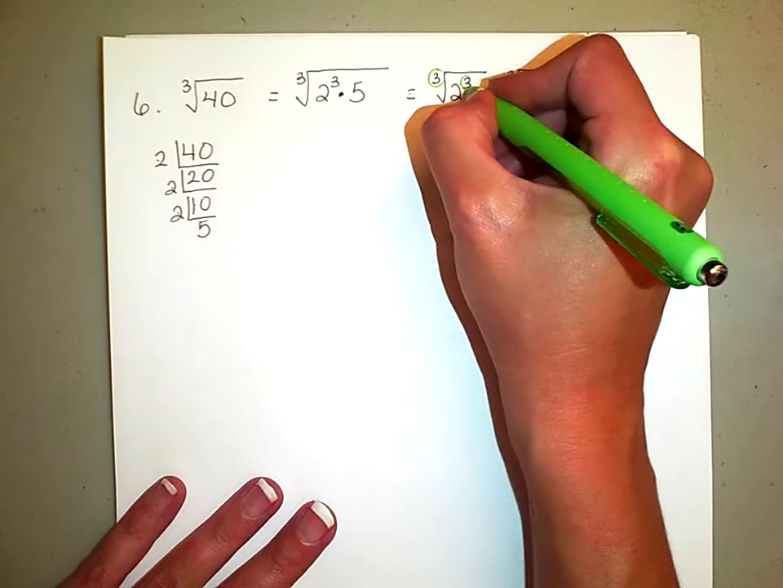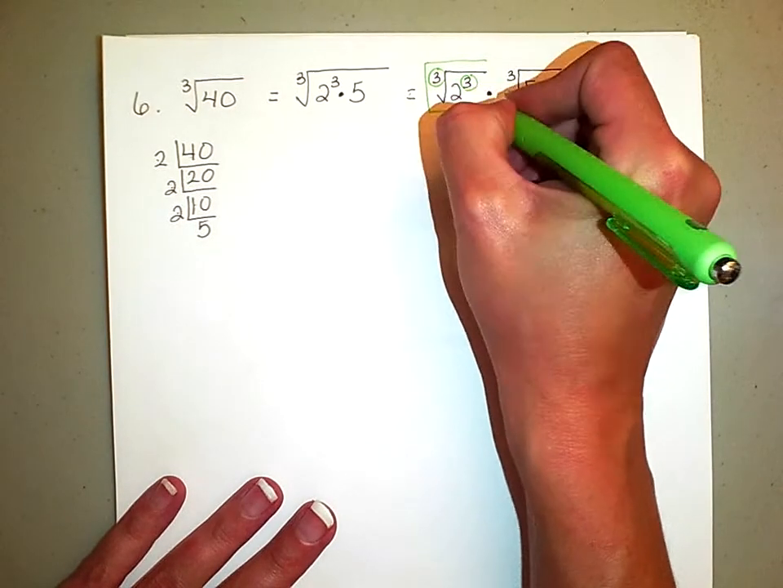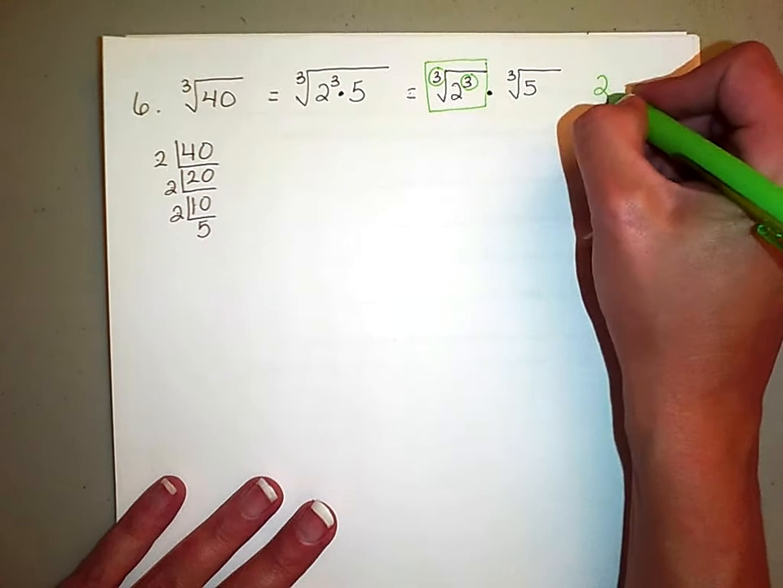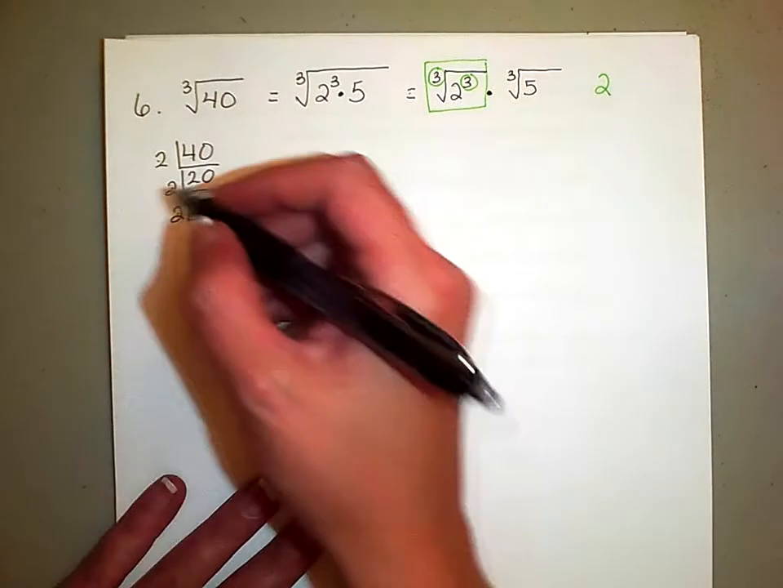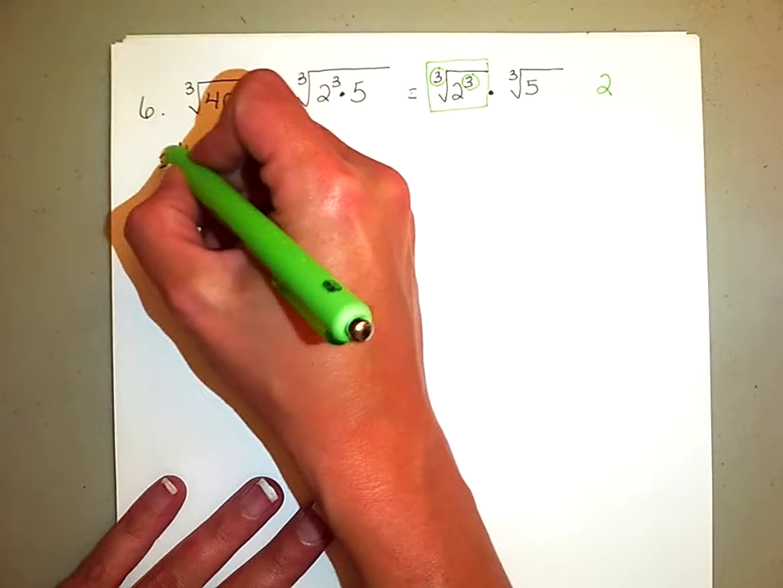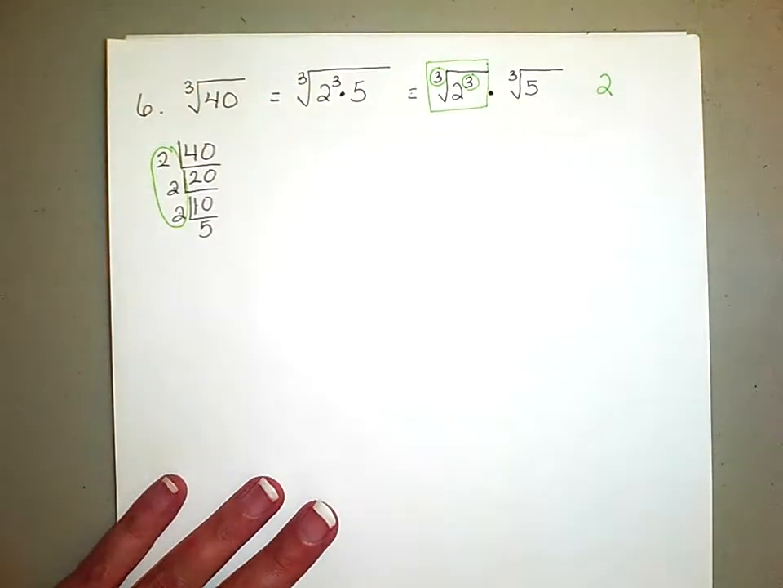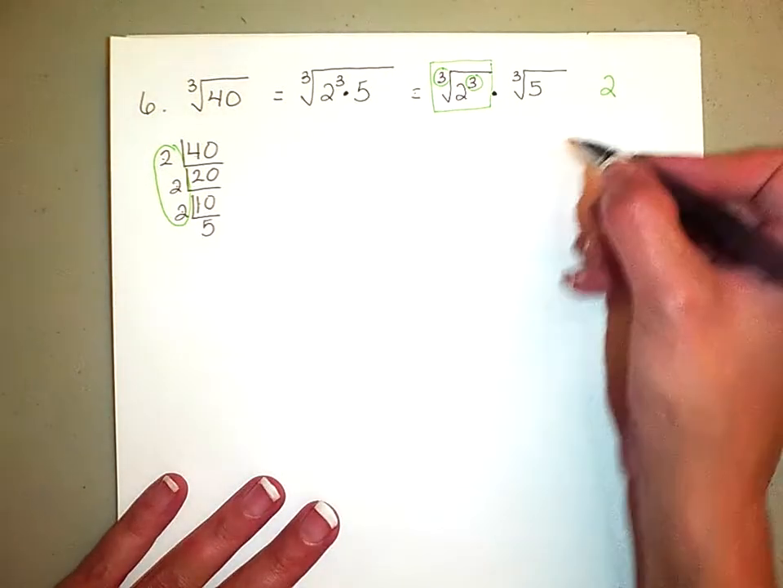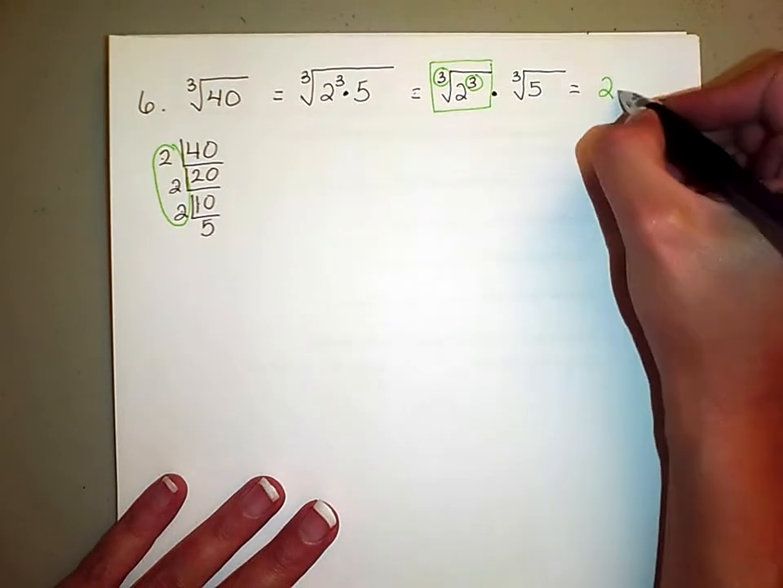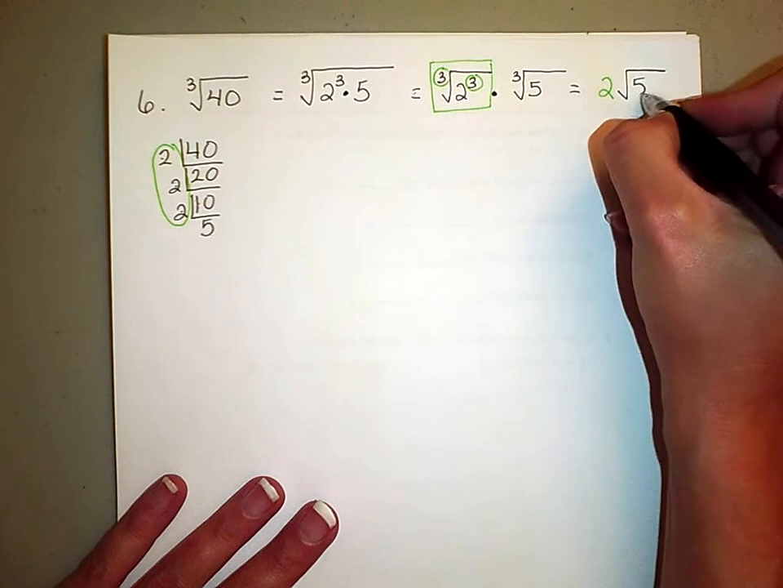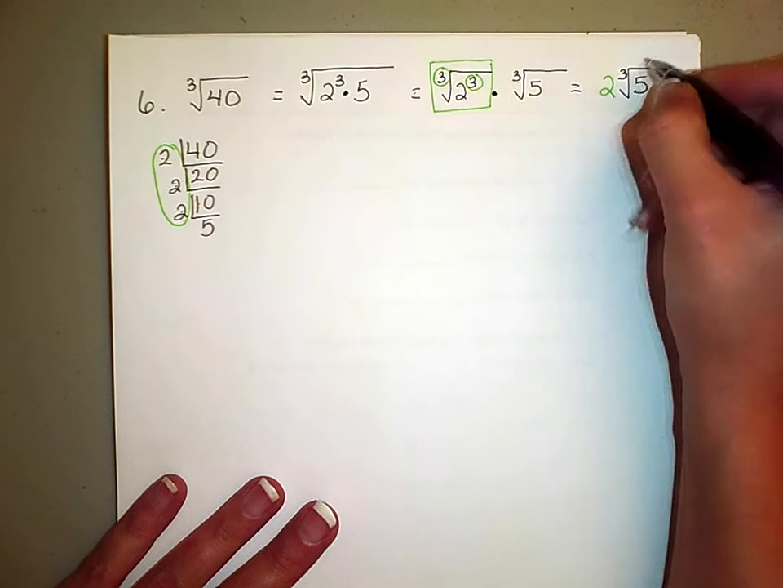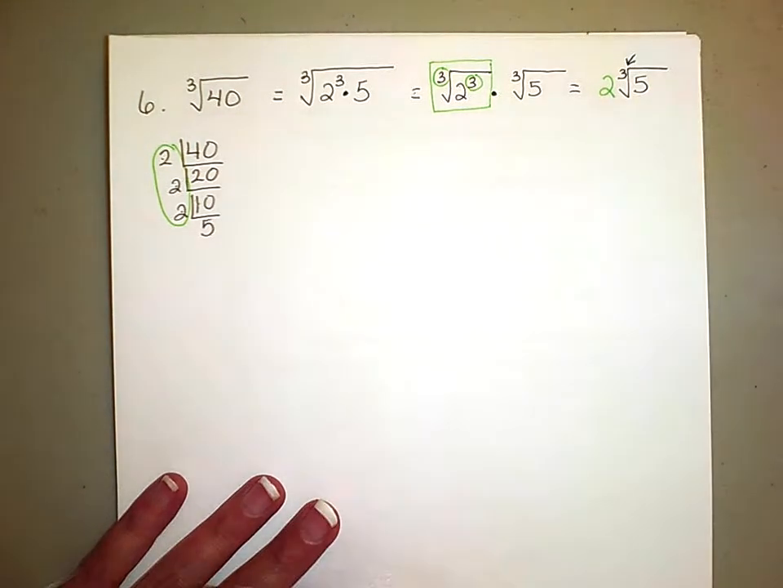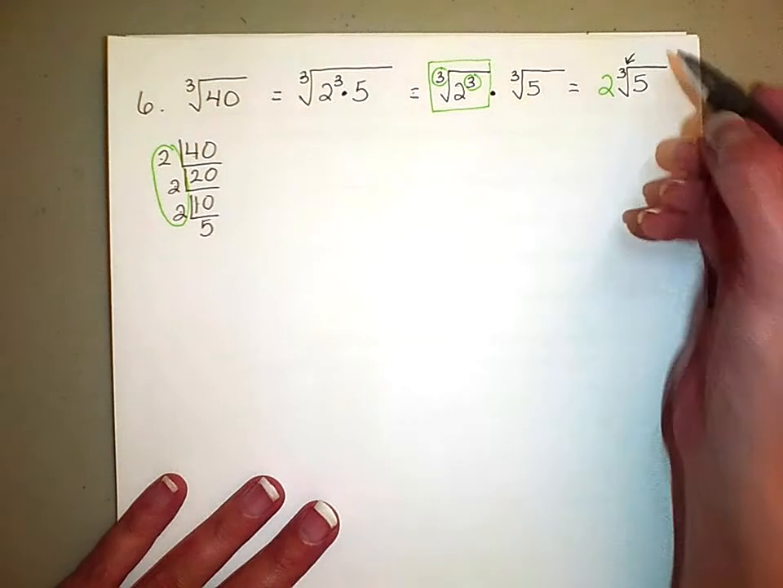Now these match, so this simplifies to just 2 because there's a group of 3 2's. And the 5 doesn't have a grouping, so it stays behind. And we have to write in the cube root. It's very important that we put that in because without it, we're talking about the square root.